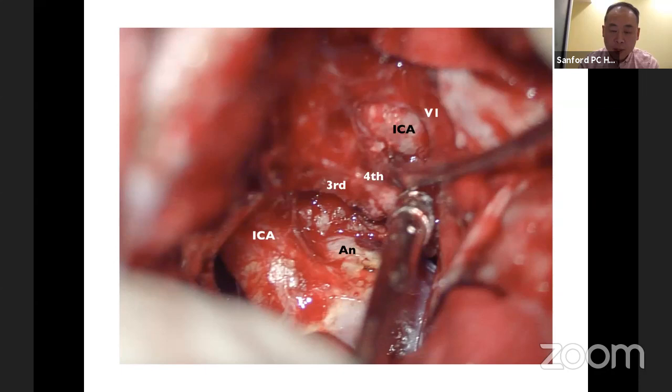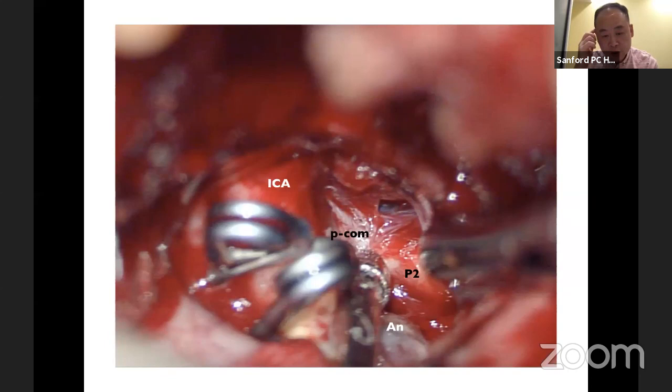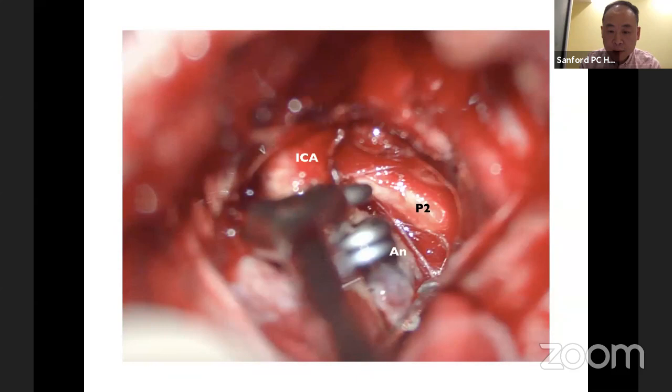In this case, I put the proximal control in the proximal carotid and distal control in the A1. Then I put the fenestrated straight clip to shape the aneurysm. Because the aneurysm is complex, I shape it in the lumen of the aneurysm. Then I put another fenestrated clip to shape the aneurysm. Like you see from the picture, this is the final clipping.